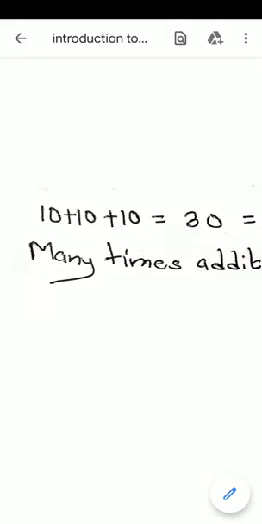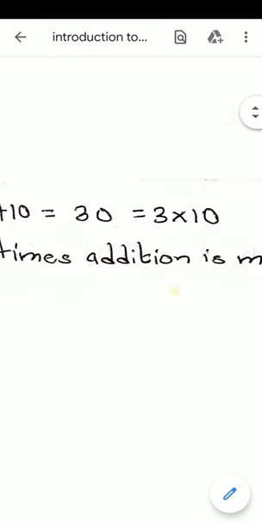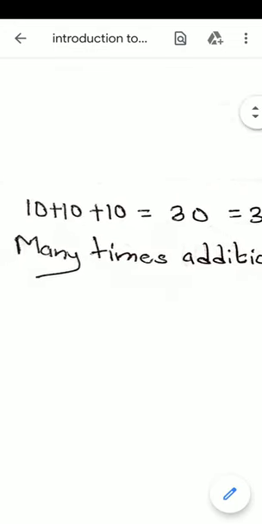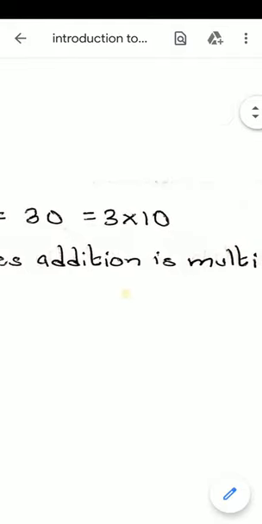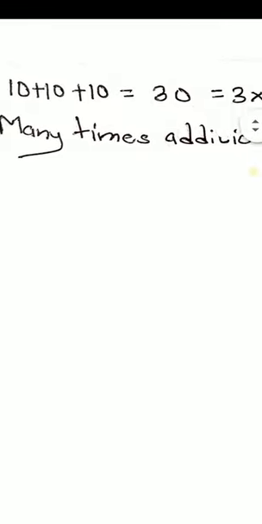Good morning, students. Before I start the next chapter, if you can see on the screen, I have written 10 plus 10 plus 10 equals 30. So what I'm trying to say is, I can write 10 plus 10 plus 10 equals 30 as 3 into 10, right? So can I say many times addition is multiplication? I repeat, many times addition is in fact multiplication, because I can write 10 plus 10 plus 10 as 30. Yes, so I hope you are clear with this one.